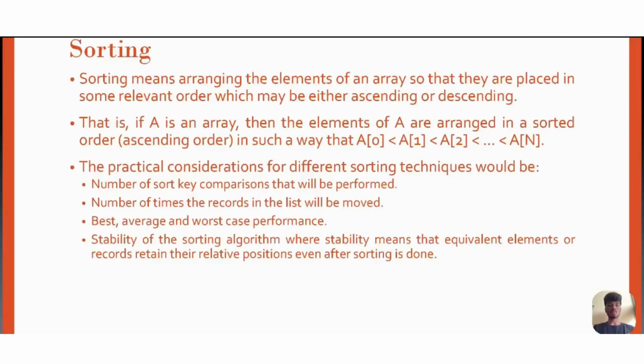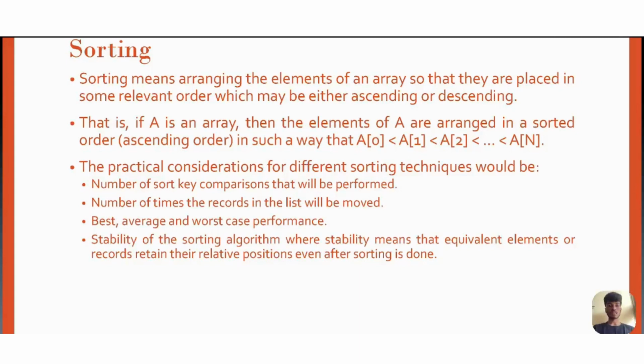What is sorting? Sorting means arranging the elements of an array so that they are placed in some relevant order, which may be either ascending order or descending order. That is, if A is an array, then the elements of A are arranged in sorted order in such a way that A[0] < A[1] < A[2] up to A[n], because you already know an array will start from A[0] to A[n].